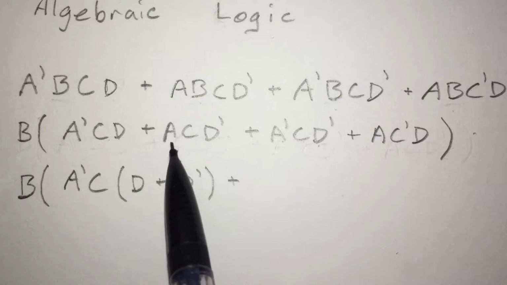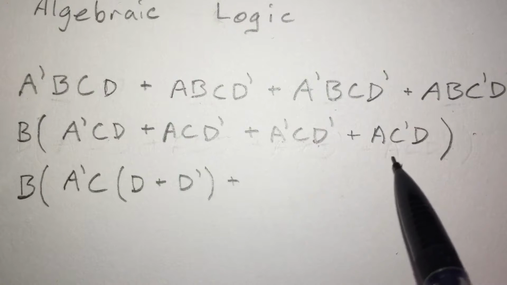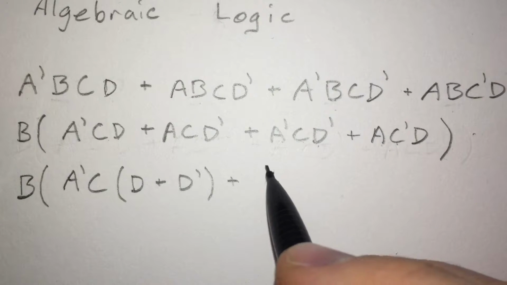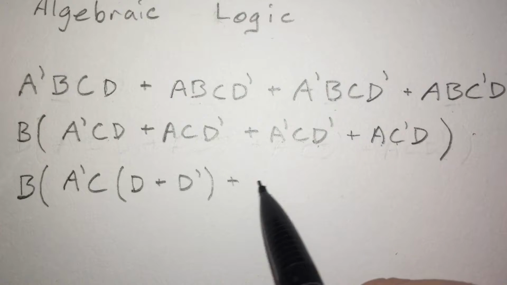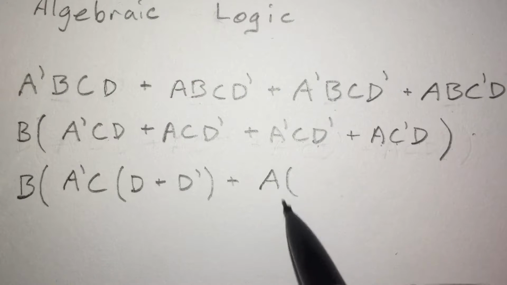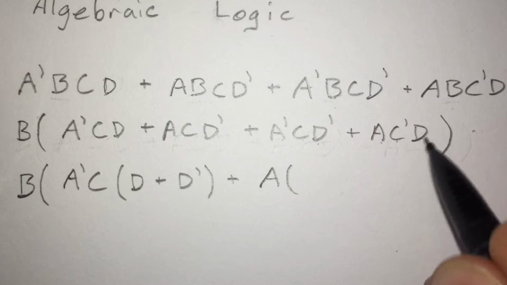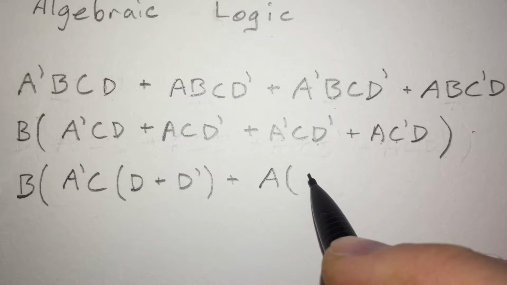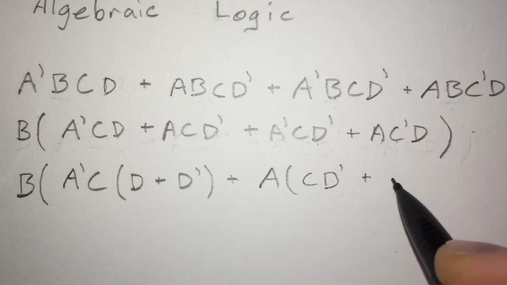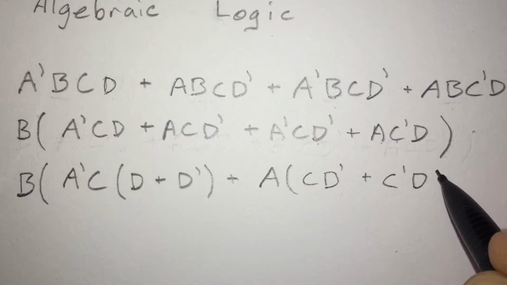Now, moving on, we see we have A and C and D naught. We have A and not C and D. So here we have a distributed A. We can pull that out, and then we can include these remaining terms to say C, D naught, or C naught and D.